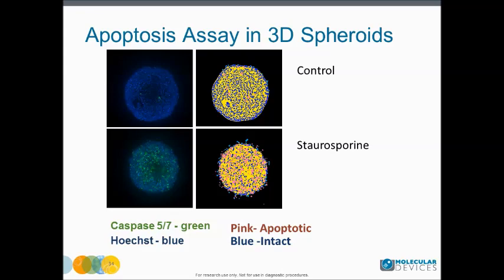Another example of a spheroid assay is apoptosis. Spheroids were treated with compounds that cause apoptosis and then stained with a caspase reagent and also Hoechst nuclear dye. You can clearly see an increase of green cells in spheroids treated with Staurosporine, and you can quantify the numbers of intact cells and also apoptotic cells by using cell scoring analysis.